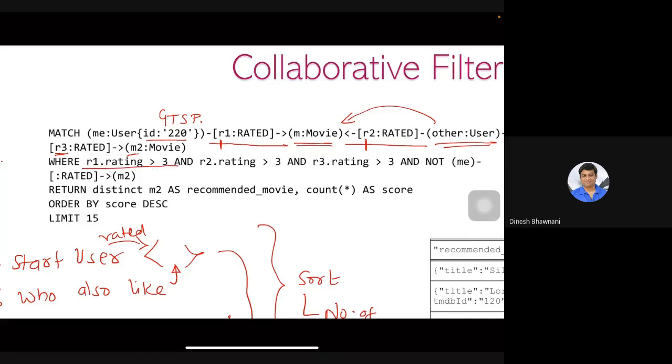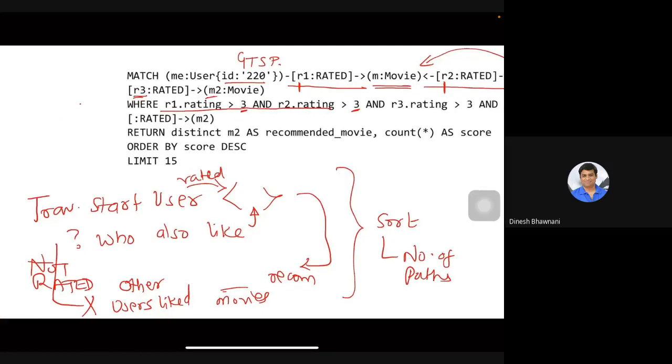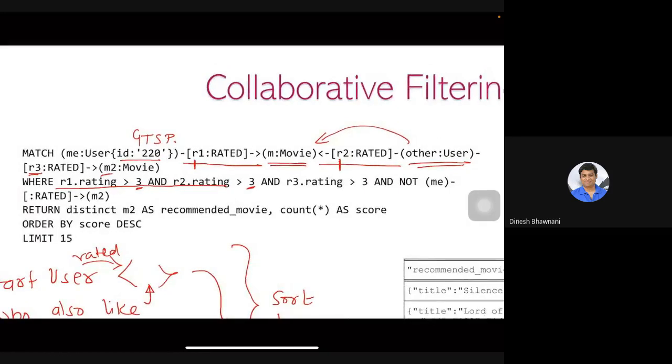So you give a priority: R1's rating, if it is greater than 3, and R2's rating is greater than 3. Because we said like, we didn't say dislike, we didn't say just rate, we said like. So to make the liking noticed, only look up the ratings which are greater than 3. Again, only look up ratings which are greater than 3. Now this is set up by you. You could have said 3.5.